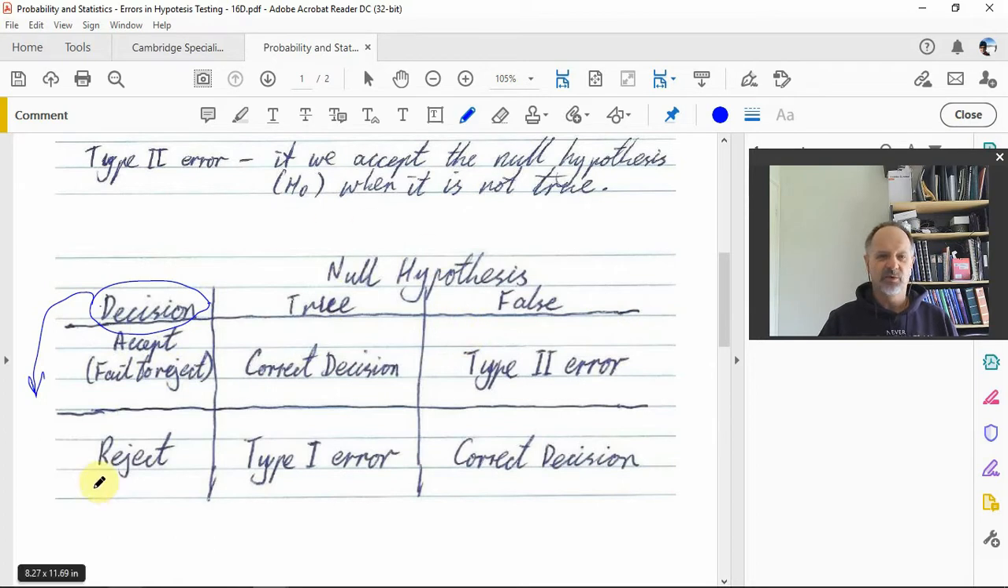And the other side of the coin is if you've done your statistics and you've decided based on that you're going to reject the null hypothesis. Well, if you do that and it's true, then that's a type 1 error. And if you reject it and it's false, well, that's the correct decision to make. And so this table helps you decide what's going on.